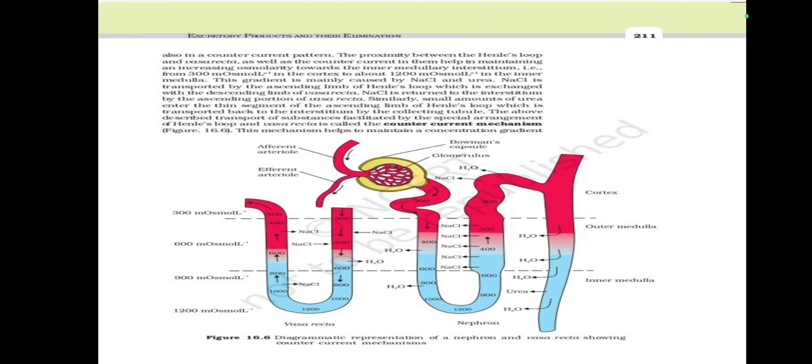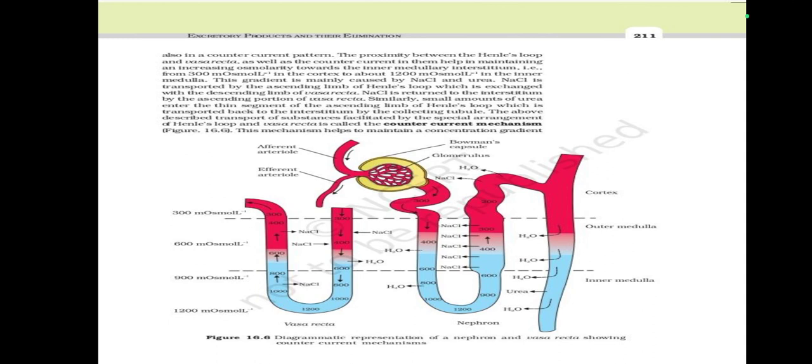NaCl is transported by the ascending limb of Henle's loop, which is exchanged with the descending limb of vasa recta. NaCl is returned to the interstitium by the ascending portion of vasa recta. Similarly, some amounts of urea enter the thin segment of the ascending limb of Henle's loop, which is transported back to the interstitium by the collecting tubule.